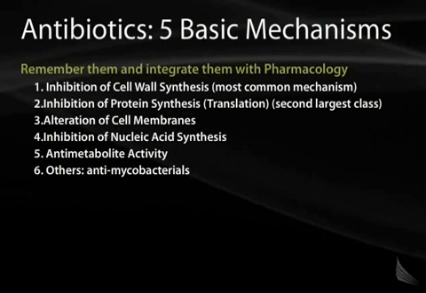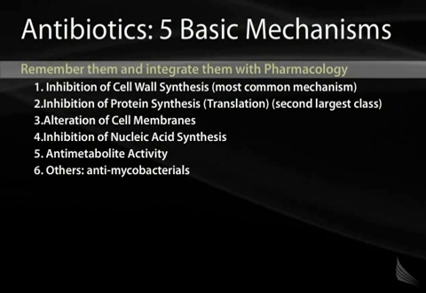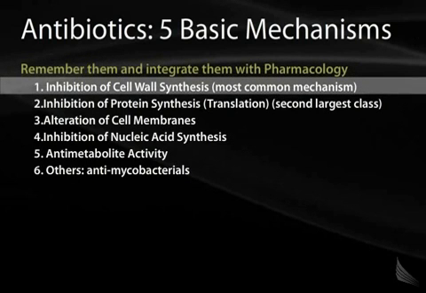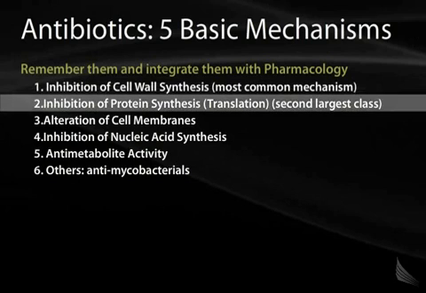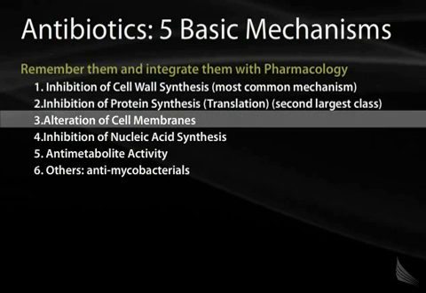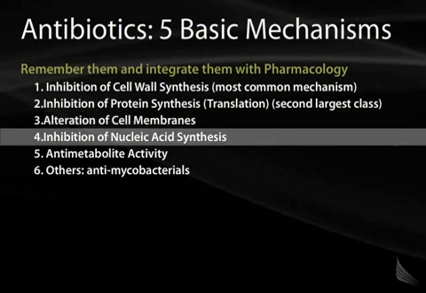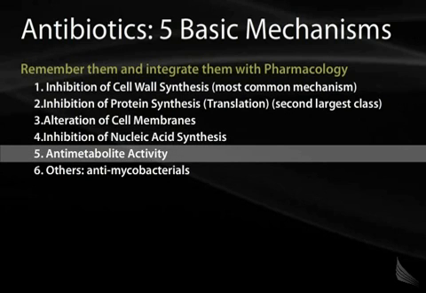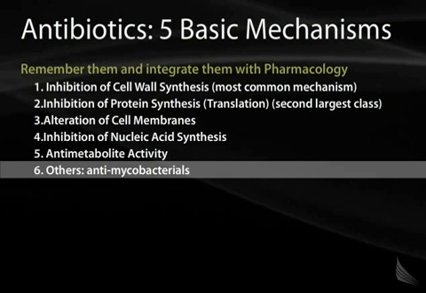There are 5 basic mechanisms of antibiotics. We need to remember these and integrate them with pharmacology. You can inhibit cell wall synthesis, and this is the most common mechanism. You can also inhibit protein synthesis, or translation, which is the second largest class of antibiotics. You can alter cell membranes. You can inhibit nucleic acid synthesis. You can cause anti-metabolite activity, or you can have specific antimycobacterials. We're going to go through each of those in turn.